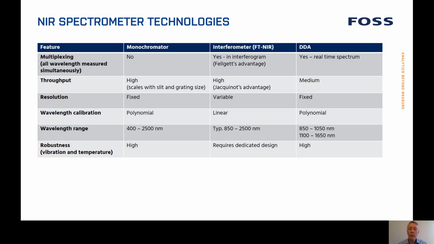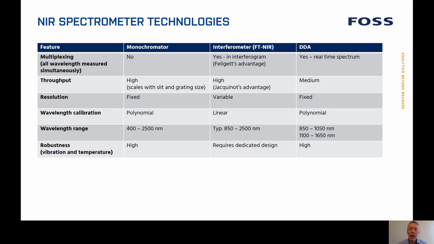This table sums up the most important features of the different spectrometer technologies. The first two rows, concerning multiplexing and throughput, are important for achieving the best possible signal-to-noise ratio of the absorbance spectrum. Multiplexing allows the detector noise to be integrated for a longer time or distributed over the different wavelengths, thus increasing the signal-to-noise ratio. Historically, this is referred to as the Fellgett's advantage in Fourier transform spectroscopy.